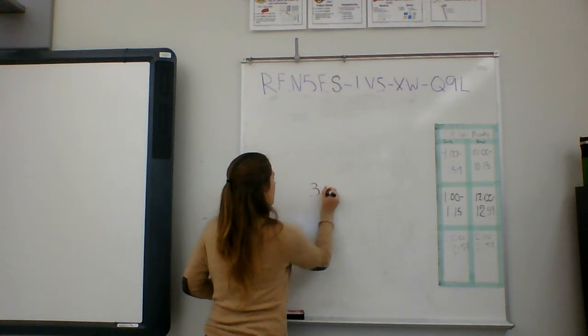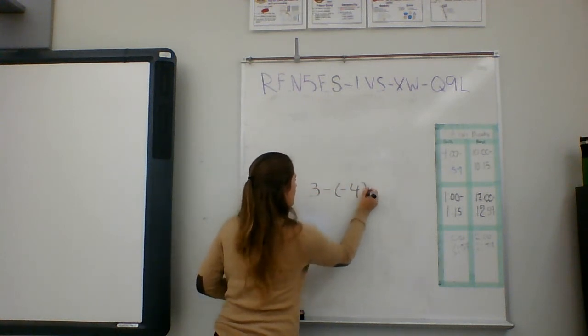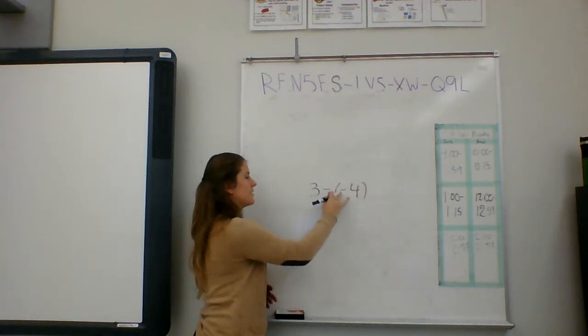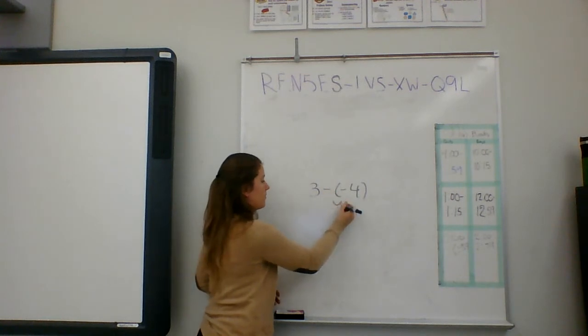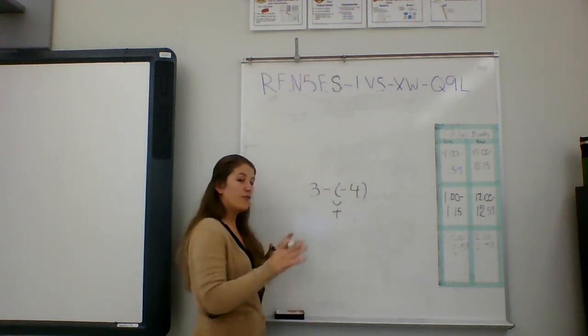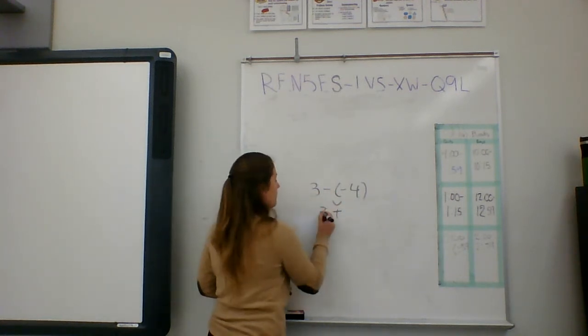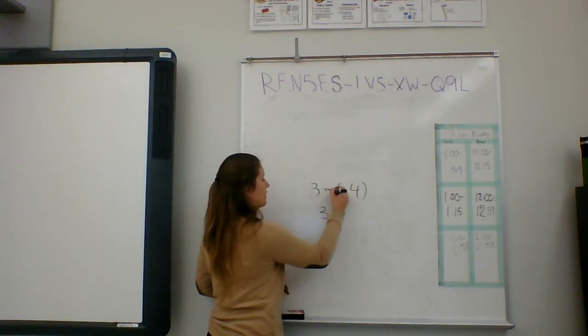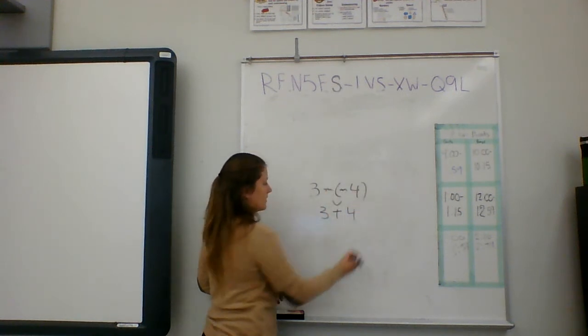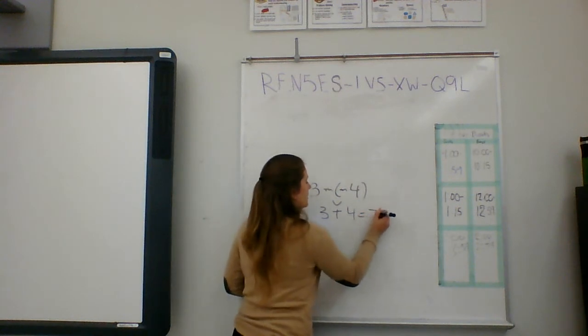I have 3 minus negative 4. These two negative signs I see are directly next to each other, so they become a plus sign. Everything else stays the same, so the 3 stays the same. I use these two so I can get rid of them. And the 4 stays the same. 3 plus 4 equals 7.